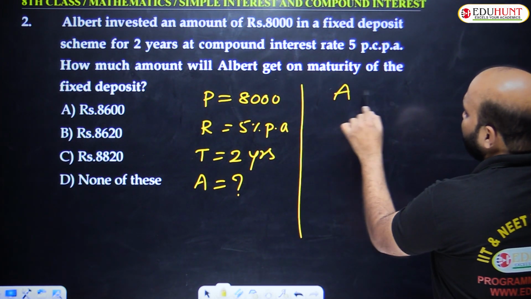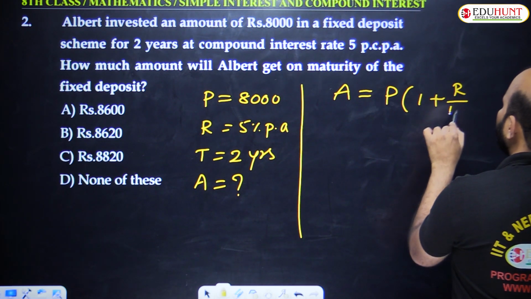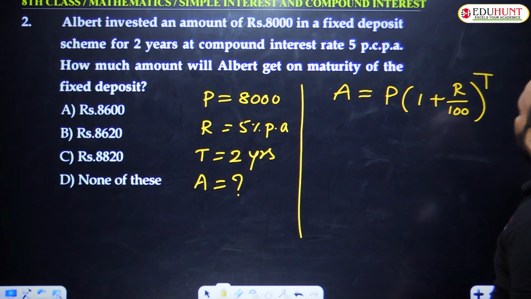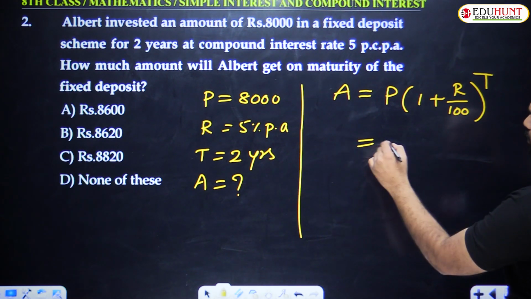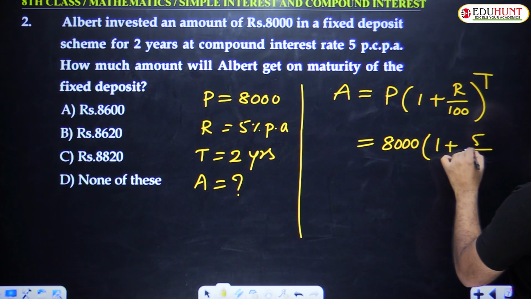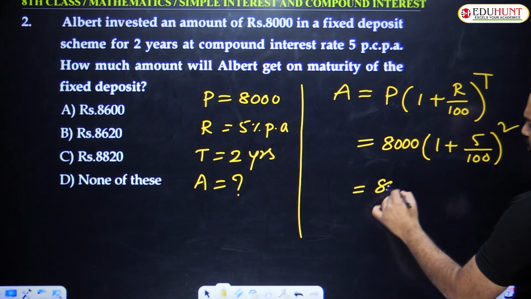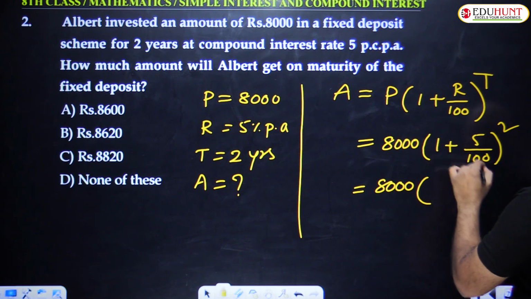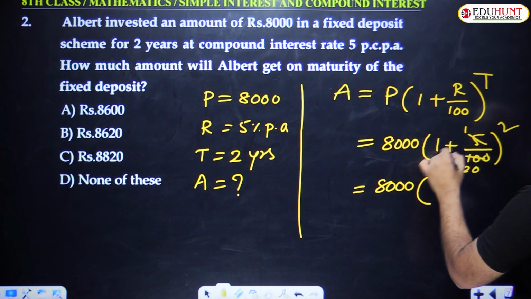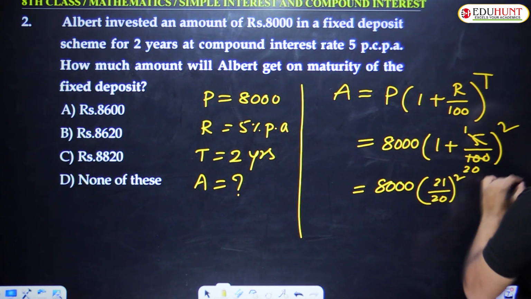A equals P into (1 plus R by 100) whole power T. This is the formula. P value is 8,000 into (1 plus R value 5%, divided by 100) whole power T, 2 years. So 8,000 into, 5 by 100 is nothing but 1 by 20. 1 plus 1 by 20 can be written as 21 by 20 using the LCM, whole square.